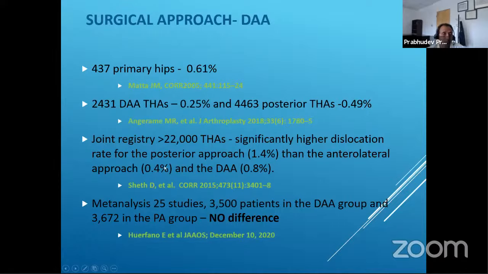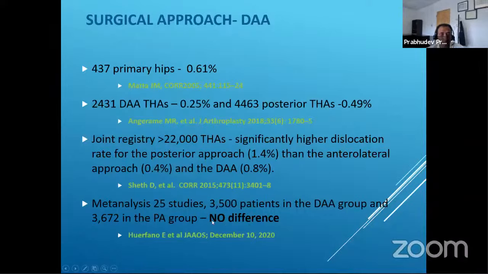This joint registry study in 2015 involving 22,000 hips demonstrated a significantly higher dislocation rate with posterior approach of 1.4% than the anterolateral approach of 0.4% and direct anterior approach of 0.8%. This study in December 2020 was a meta-analysis of 25 studies, included 3,500 patients with direct anterior approach and 3,600 posterior approach group, and they found actually no significant difference of dislocation between the direct anterior and the posterior approach.